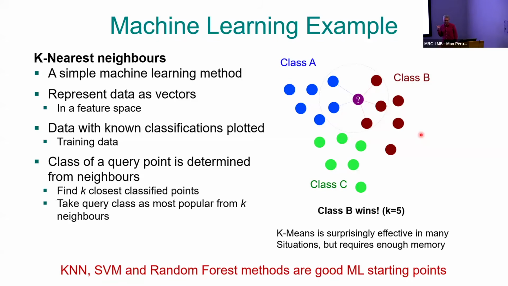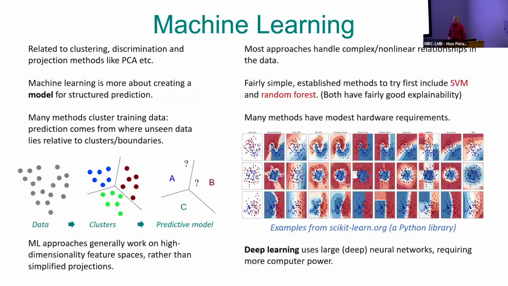And in some sense, the deep neural networks are not doing anything much more complicated than that. They just do lots of it in multiple layers. So machine learning, you can think of it as being a bit like clustering and discrimination methods, like PCA.